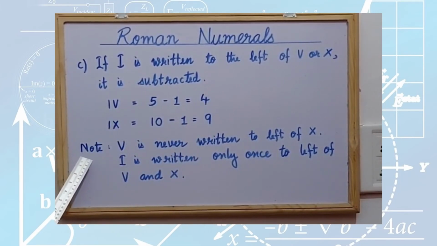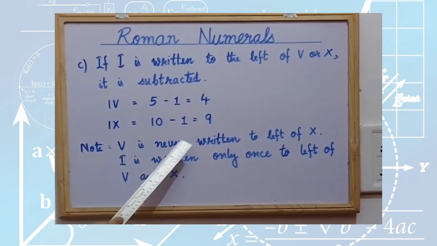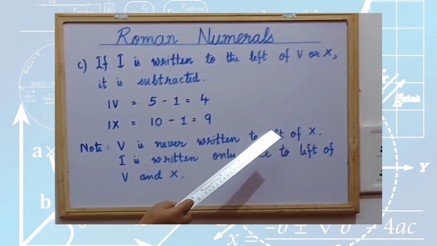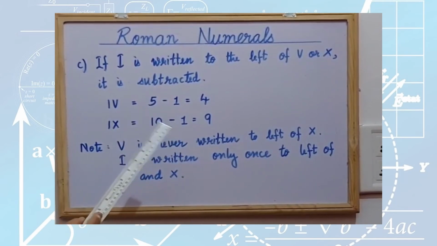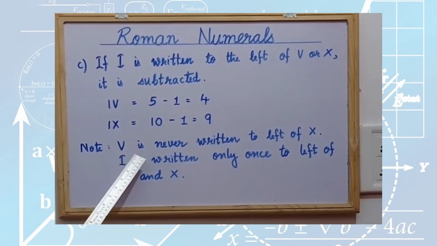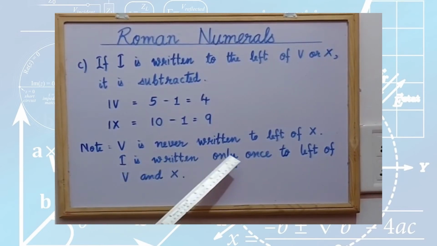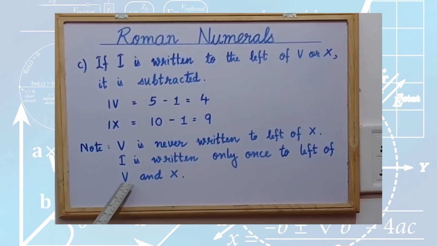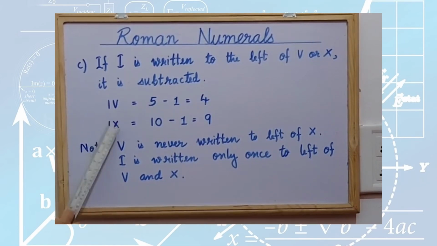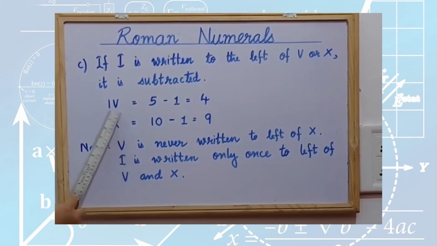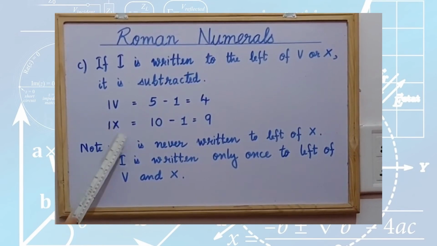Children, we have to note one thing, that V is never written to the left of X. So VX, you cannot write. It will be wrong. And children, I is written only once to the left of V and X, as we have written once here and here. So we can write it only one time. You cannot write it two times here. If you have written it two times, then it will be wrong. We can write only once.